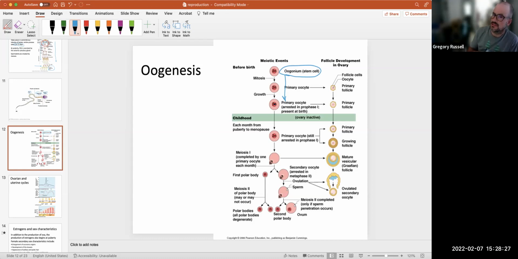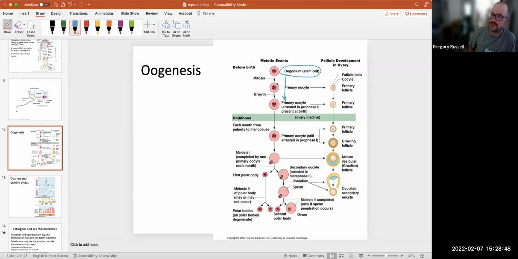You might have heard at some point in your life that women are born with all of the eggs that they're ever going to have. And that's absolutely true, because there's not a mitotic division that helps to keep these stem cells kind of stocked up in the ovaries. All of them are going to enter meiosis before birth.